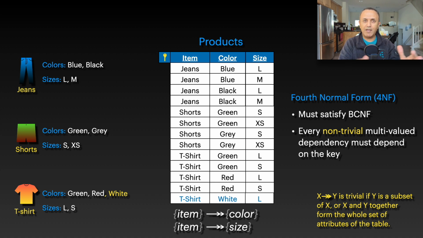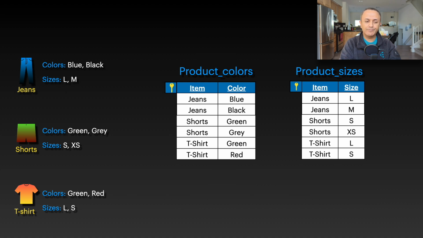How do we fix it? How do we change it so that it is in fourth normal form? Simple case, go back to the information that we already had. We had information from item to color and from item to size. So we can split this into two tables. A table that maps between item and color, and a table that maps from item to size. This will capture all the information that we have. If we want information to combine them, we can combine these tables.